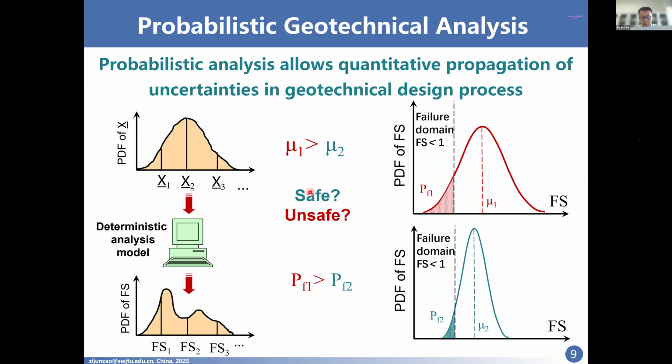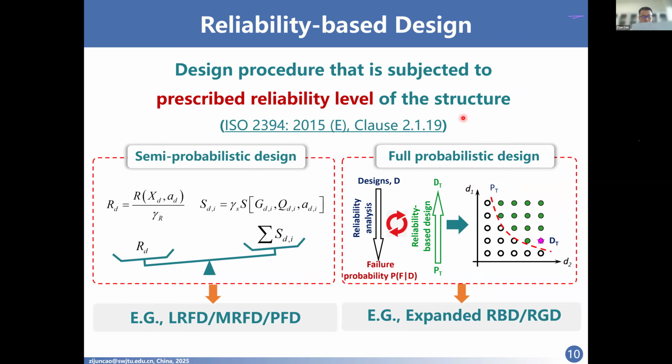In contrast, probabilistic analysis allows quantitative propagation of uncertainties in geotechnical design practice. The design procedure that aims at finding feasible designs satisfying the prescribed reliability level of structure is referred to as reliability-based design. They can be implemented either in a semi-probabilistic format, such as load and resistance factor design and the partial factor designs, or full probabilistic design format.